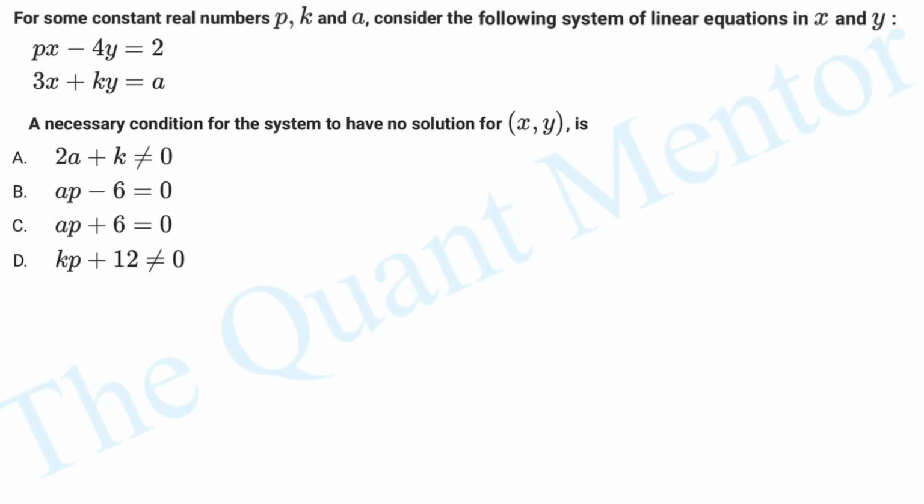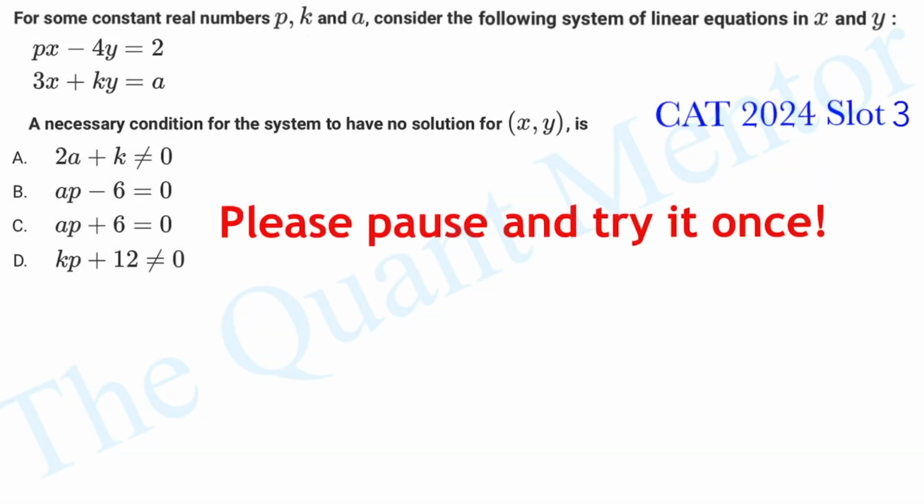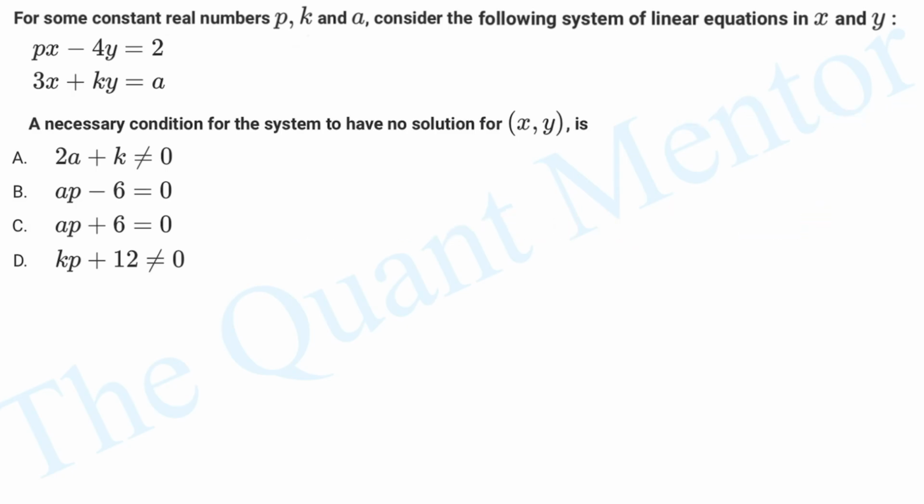So this is your next question from CAT 24, the third slot. Do pause the video and try it once before you look at the solution. So for some constant real numbers p, k and a, consider the following system of linear equations in x and y. Px minus 4y is 2 and 3x plus ky is a. A necessary condition for the system to have no solution for x comma y is.